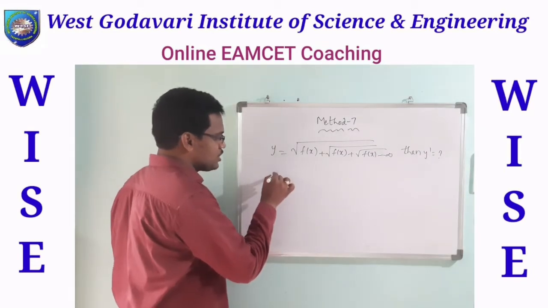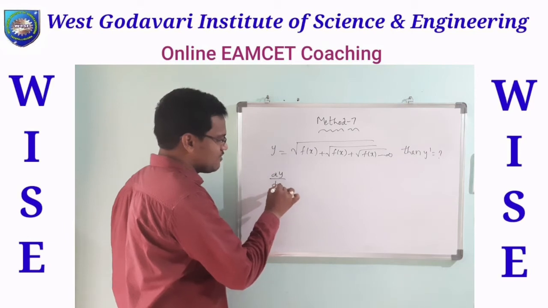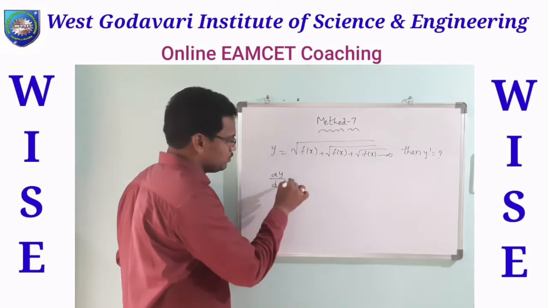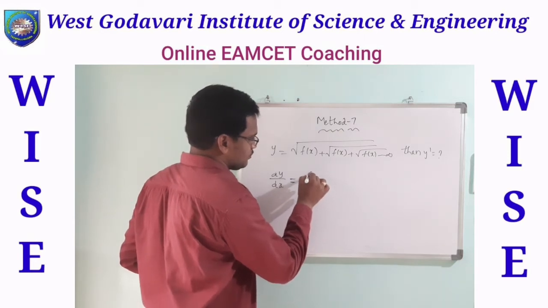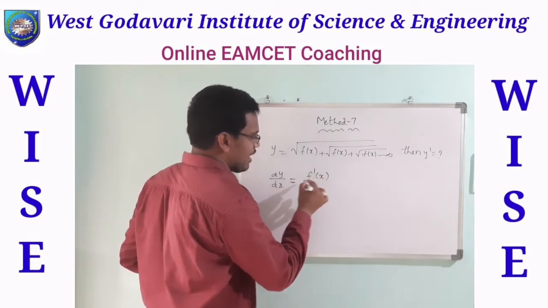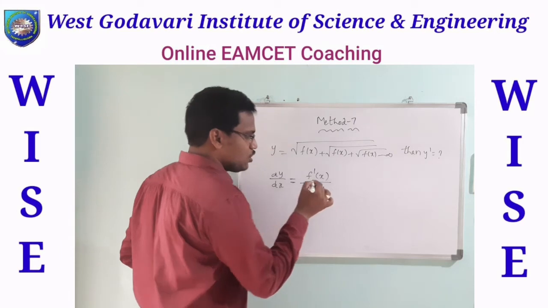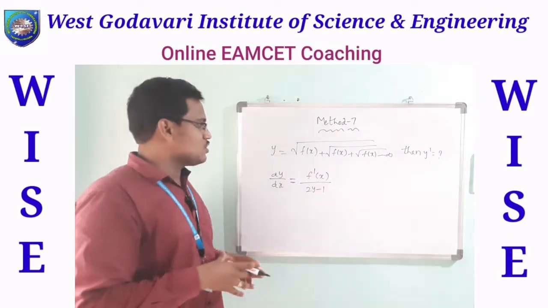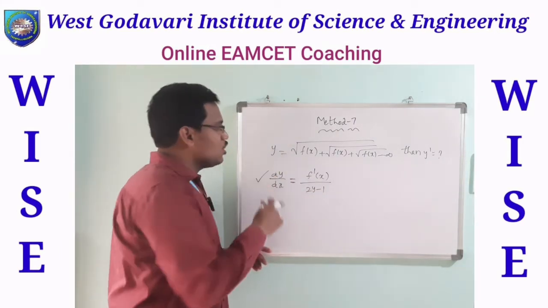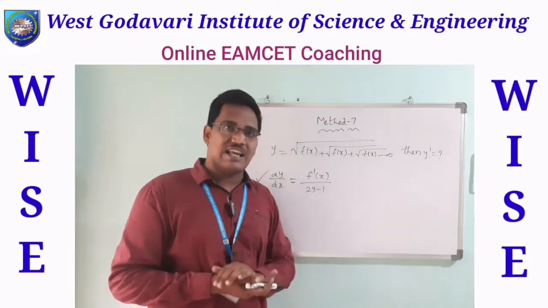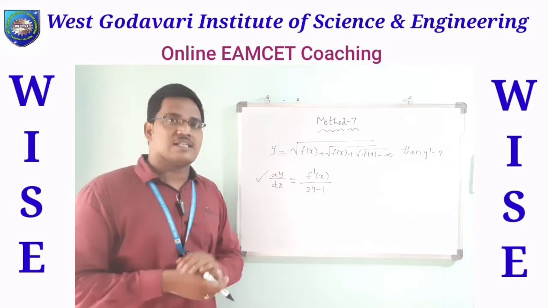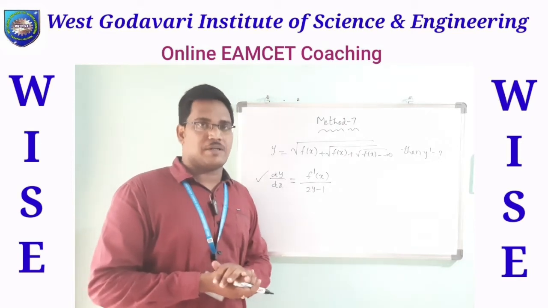y dash by using this shortcut technique, that is dy by dx is equal to f dash of x by 2y minus 1. So this is the shortcut method to solve the problem whenever the problem is in the form of this infinite series. Now see some problems regarding this concept.